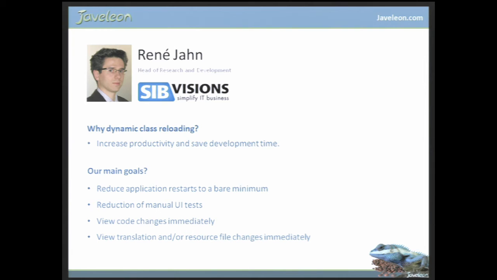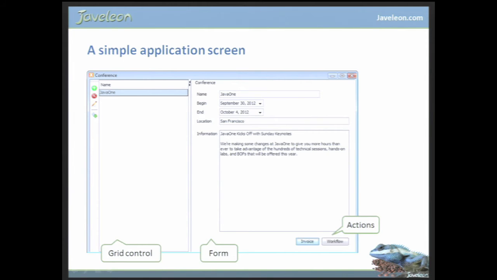Our next idea we had was about the reduction of manual UI tests. Imagine you have a simple application screen with one grid, a detail form, and some buttons. With the buttons, you start a workflow or create a report. But for example, the report needs the selected record from your grid. Now imagine you are developing the report and must test the integration with your screen. Isn't it annoying to start the application, to open the right screen, and to select the test record to check if a simple code change works?